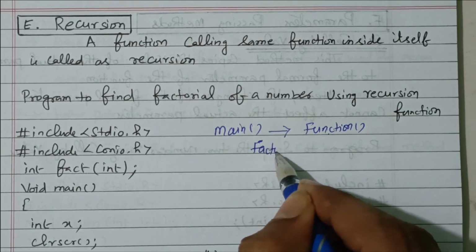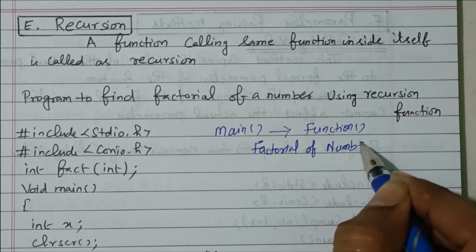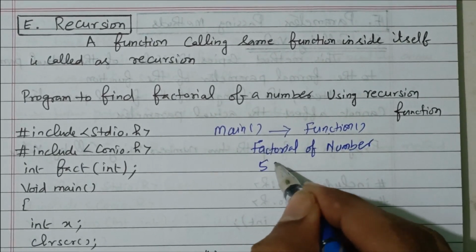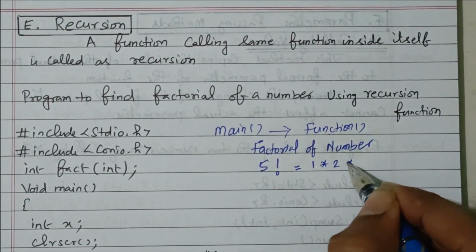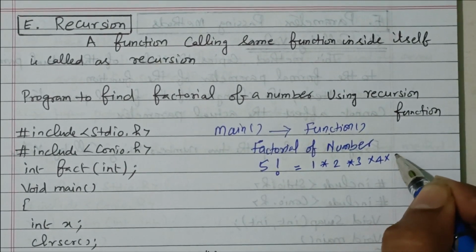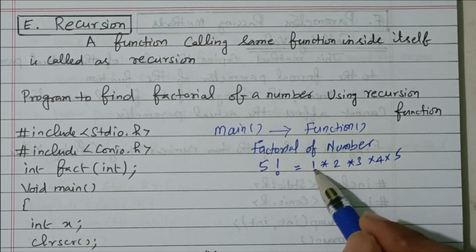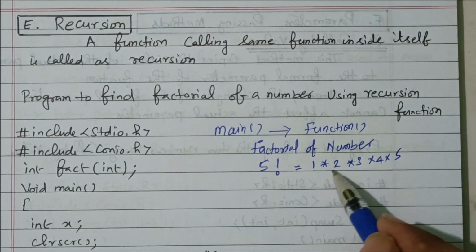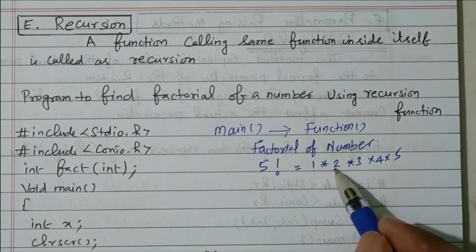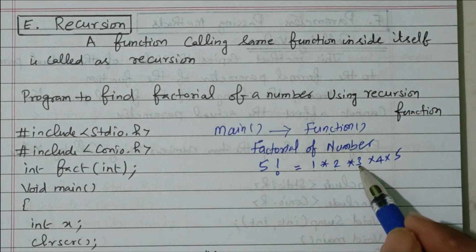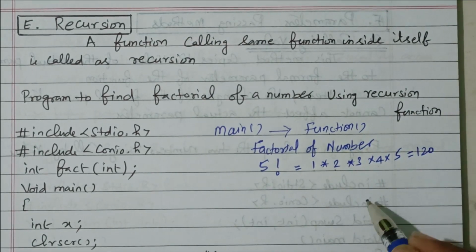Factorial of a number. The factorial of a number is nothing but, for example, 5 factorial. What is the meaning? 1 into 2 into 3 into 4 into 5. 5 factorial means start from 1 up to 5 and multiply. 1 into 2, 2; 2 into 3, 6; 6 into 4, 24; 24 into 5, 120. So this is the answer.